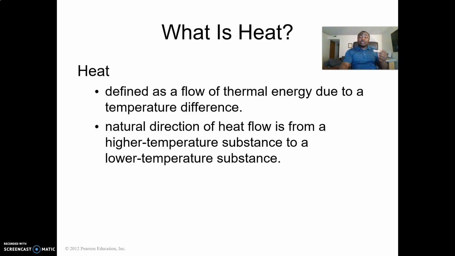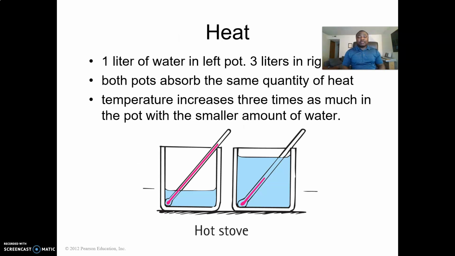So like I said, it flows from a region of higher temperature to a region of lower temperature. Now, in this case, we're just looking at two pots, one filled with water to the brim, another filled with water just halfway. And the question that they're asking us is that between these two stoves, which one is going to have a higher temperature measured by the thermometer? Now it's very clear that the first stove has a higher temperature than the second stove.